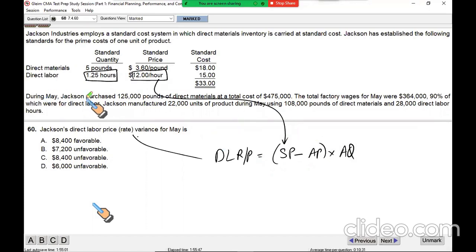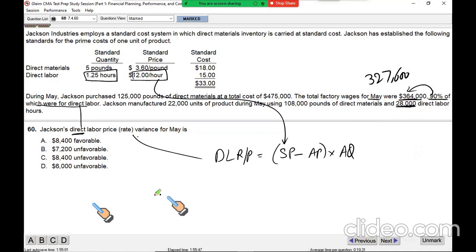Next, during May, Jackson purchased these many pounds. We are not interested in material. We are interested in labor. The total factory wages for May were 364,000, 90% of which were direct labor, and we are interested in direct labor. So we will calculate 90% of this number, 364 times 90%, that is 327,600. And this is for how many hours? This is for 28,000 labor hours.